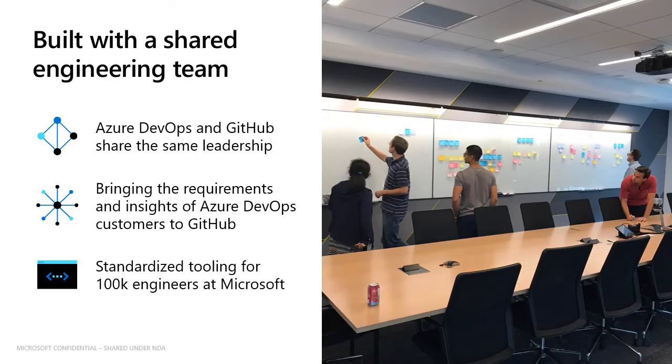Now, the great thing about using either Azure DevOps or GitHub is you are building applications with a shared engineering team. So both Azure DevOps and GitHub organizations within Microsoft, we share the same leadership. We bring in the requirements and insights of DevOps customers to GitHub. So we continuously get insights from our enterprise customers and then make improvements to the GitHub platform, so that our GitHub guys and girls can make improvements based on our feedback from our enterprise customers. It's also standardized tooling for over 100,000 engineers from Microsoft. So we eat our own dog food, so to speak. So we use all of them internally as well.